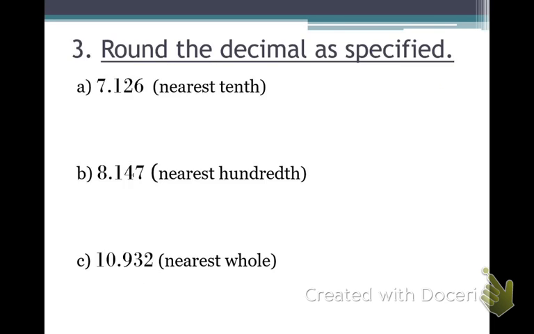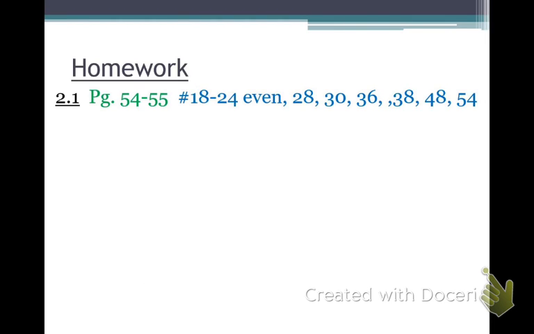We'll have some more practice today in our homework. So this is tonight's homework assignment. It's just 10 problems, but I want you to go ahead and write it down on a piece of paper. And that is all you need to know today for 2.1, comparing, ordering, and rounding decimals.